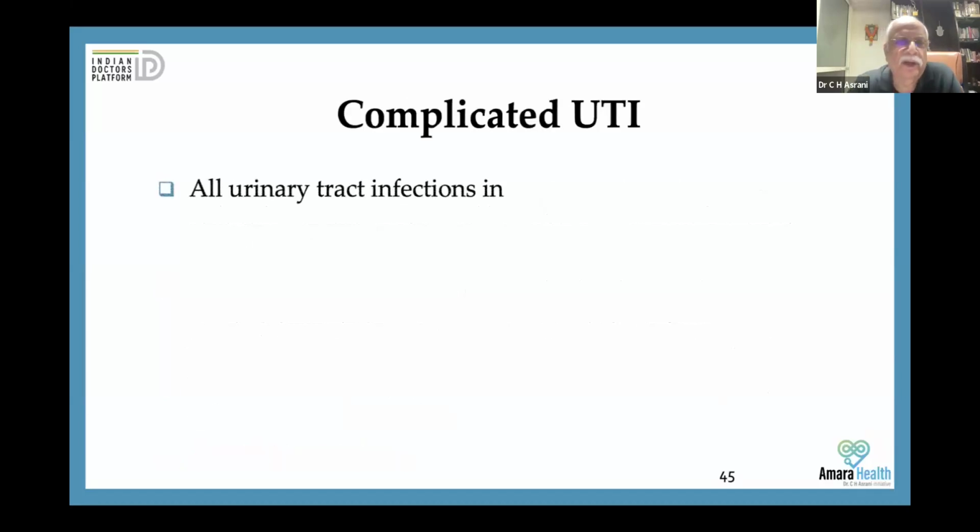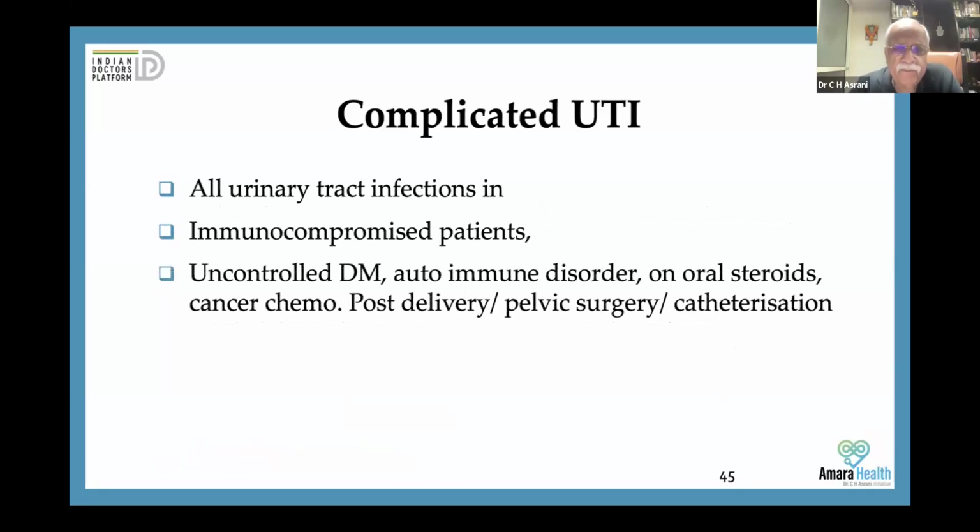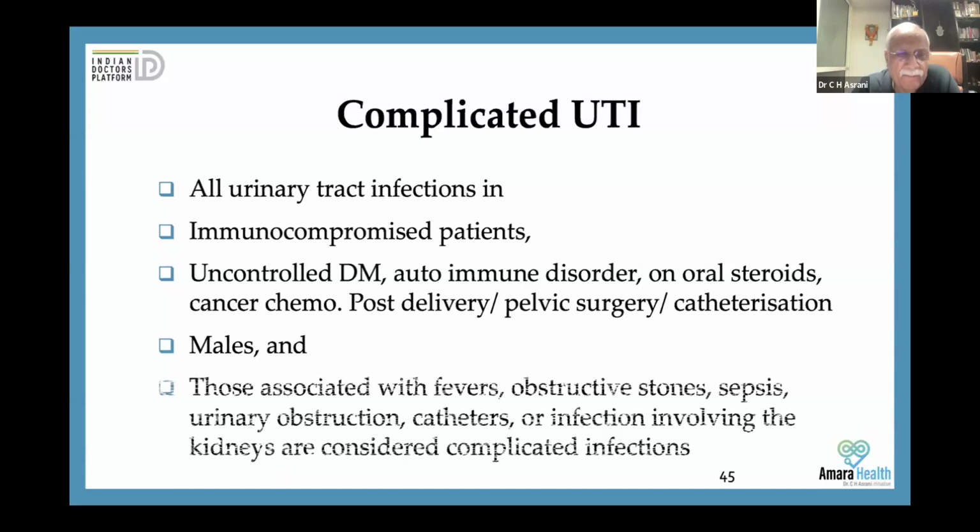Complicated UTI: all UTI infections in immunocompromised patients, and the commonest immunocompromised patient is an uncontrolled diabetic. Any autoimmune disorder, patient on oral steroids, post-delivery, post-pelvic surgery, post-catheterization. Delivery could be normal or LSCS. Male patients generally should not get UTI. Those associated with fevers, obstructive stones.